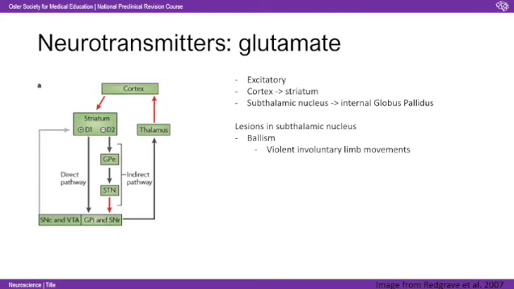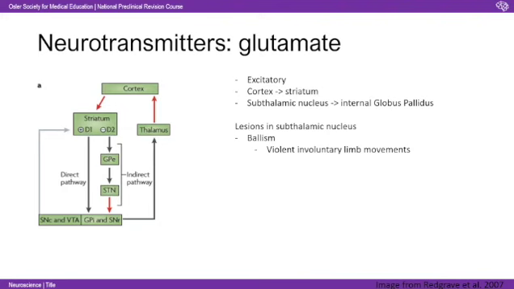And once you get to the GPI and the SNR, they're then projecting out to the thalamus, and they're the guys that are releasing this motor pathway. And you've got this slightly funky regulatory stream from the SNC and the VTA, the ventral tegmental area, coming back to the striatum and inputting on D1 and D2, but that's two slides' time.